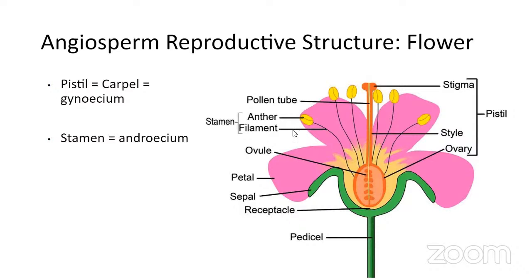Some other structures we want to be able to name when we talk about flowers. So our petals, here, the petals of a flower. These can act as landing pads for pollinators, like these.